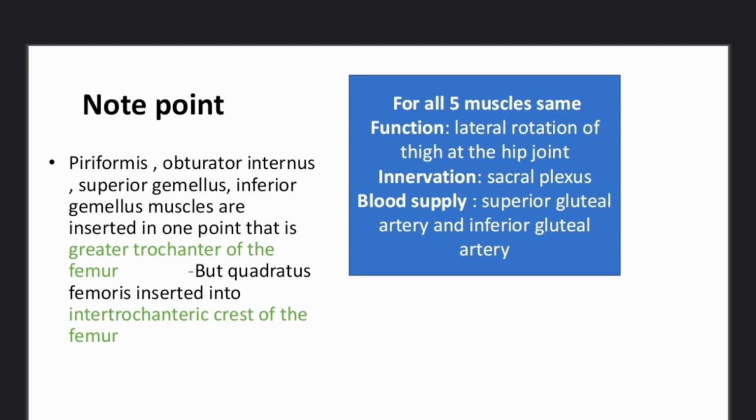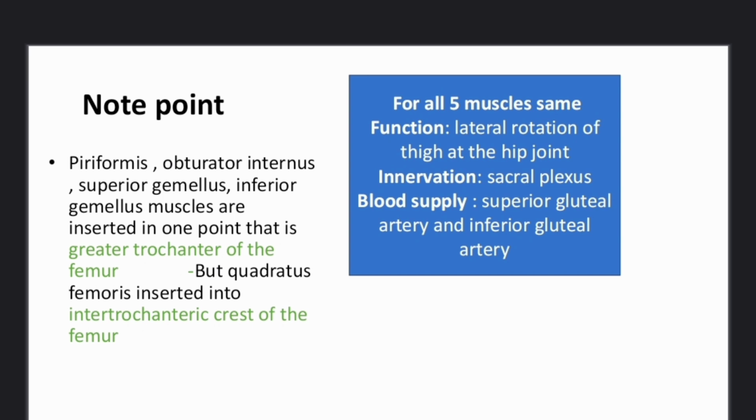Okay, remember this one. And common functions: all five deep gluteal muscles have the same functions, that is, they laterally rotate the thigh at the hip joint, help to stabilize the head of the femur within the acetabulum, and thereby stabilization of the hip joint happens. And nerve supply: all these muscles receive nerve supply from branches of the sacral plexus. And blood supply: most of these muscles receive blood from the superior and inferior gluteal arteries. Okay, if you remember these 4 points, studying the deep gluteal muscles becomes much easier.